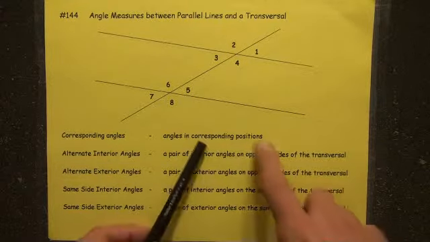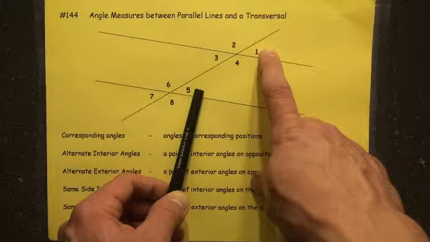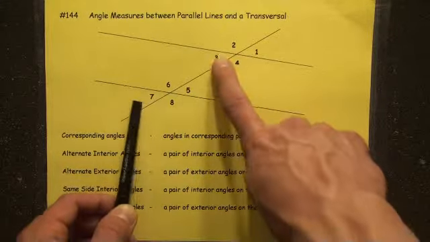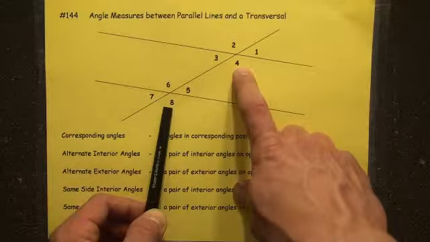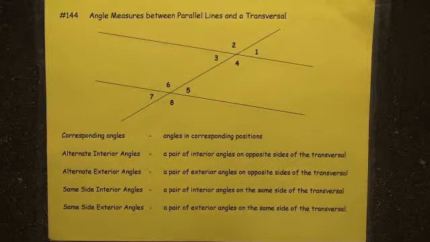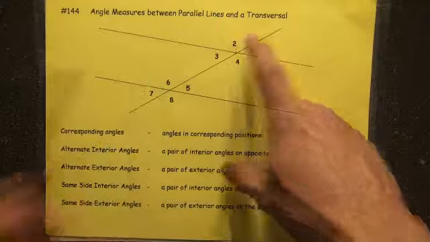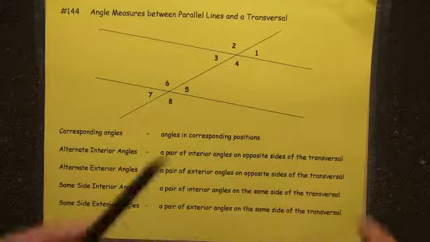Corresponding angles are angles that are in corresponding positions. So angles 1 and 5 are a pair of corresponding angles. 3 and 7 correspond with one another, so they are called corresponding angles. Angle 4 and 8 are corresponding angles, and there's one more, angle 2 and 6.